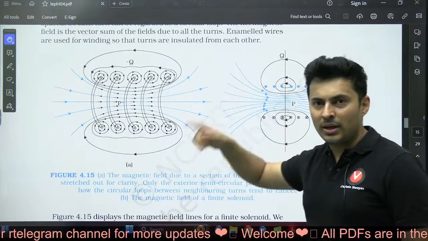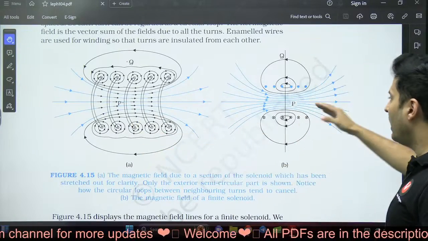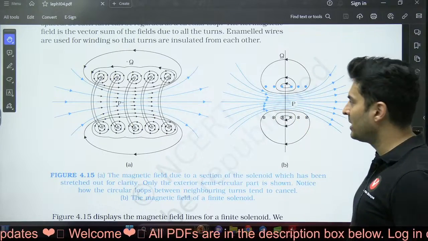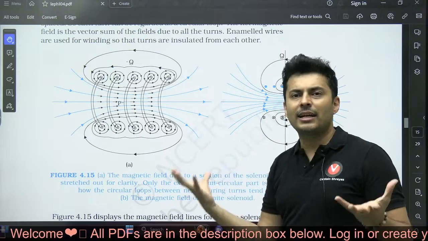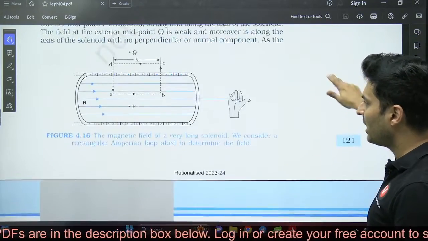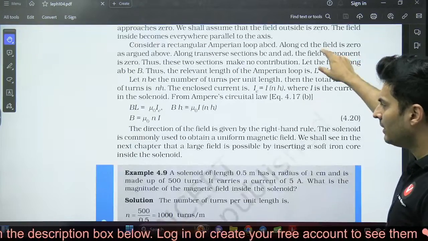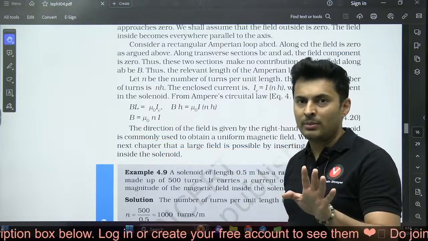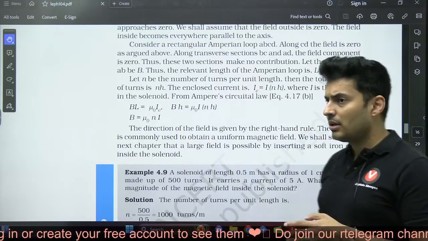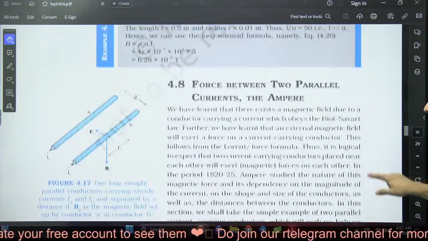A solenoid is multiple coils, one after the other, so you have a certain number of turns per unit length. Inside the solenoid, the field is roughly constant. At the ends, the field is slightly weaker, and completely outside, it is 0. Using Ampere's law, you can derive the field formula to be mu naught, the permeability, into n, the number of turns per unit length, into the current. So that is the formula.